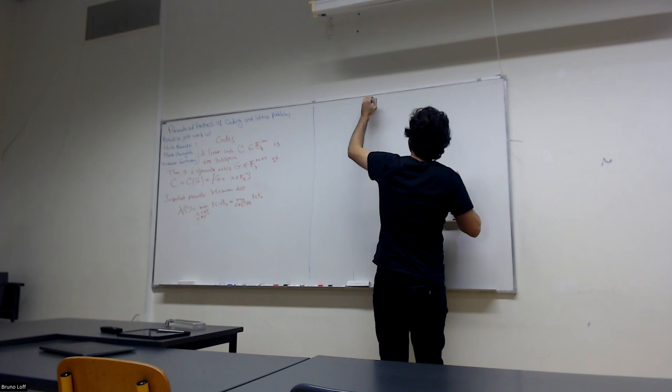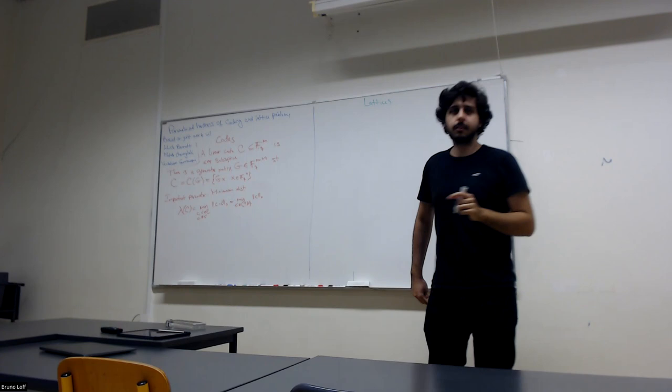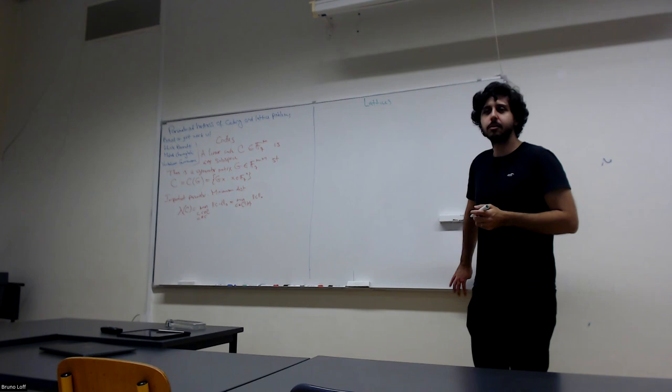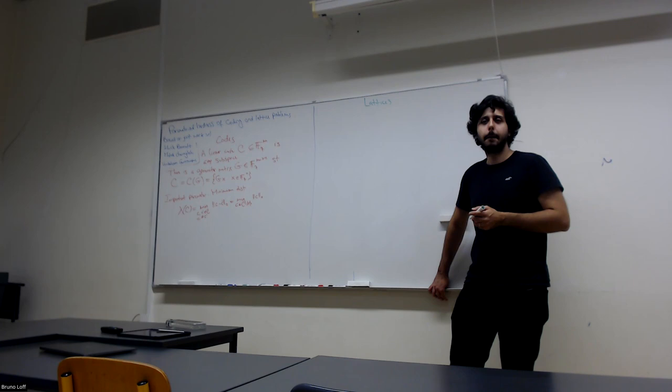All right. So what is a lattice? It's a discrete subgroup of R^n. I'm just going to focus on what are called integer lattices, so they're actually going to be a subset of Z to the m.